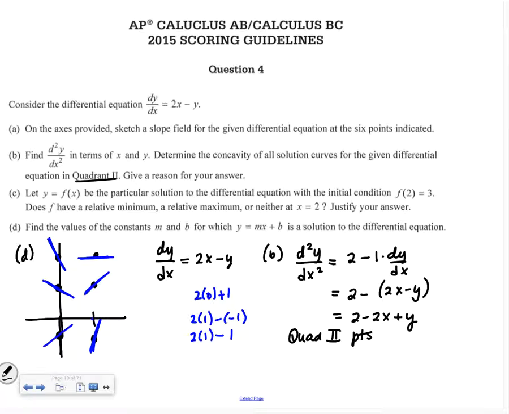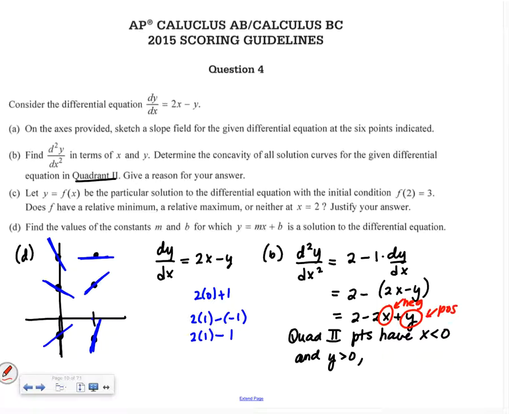So quadrant 2 points have negative x values and positive y values, right? So if you have a negative x value and a positive y value, and you're looking at this derivative, we'd have a negative here, and we'd have a positive here. So let's think about it.